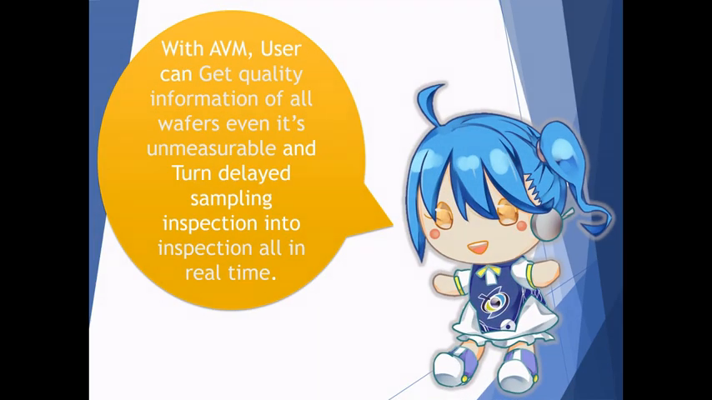With AVM, users can get quality information of all wafers, even if they are unmeasured, and turn delayed sampling inspection into inspection of all wafers in real time.